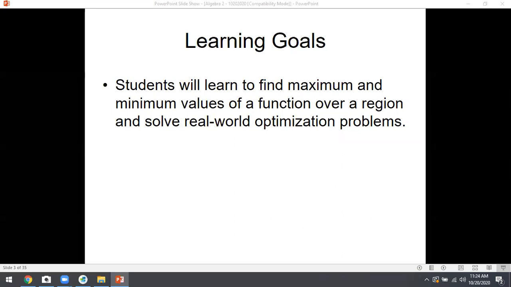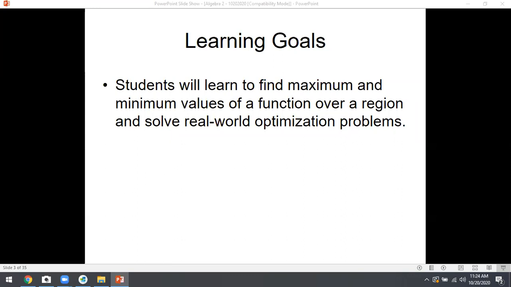Or maybe you're graphing a bunch of profit. You'd like to find where the profit is the most. That's what today is about. How do you find places in your region where you get the most or the least out of something else? Where something else is optimized, it's to its optimal condition. I'm getting the most or the least out that I could possibly have.